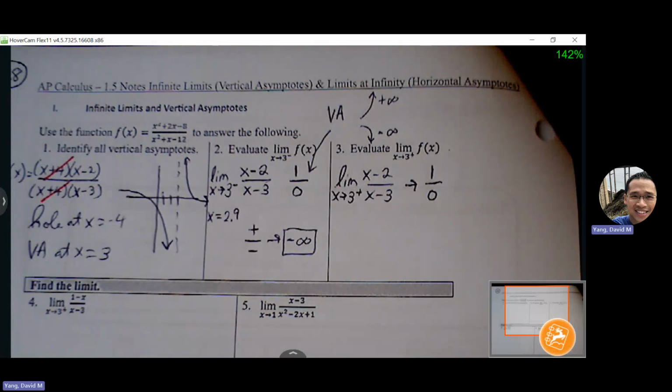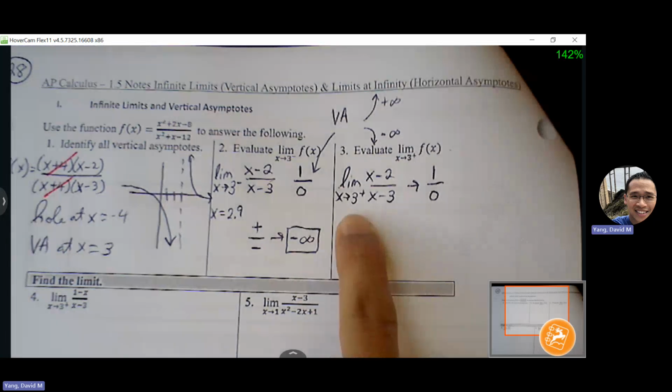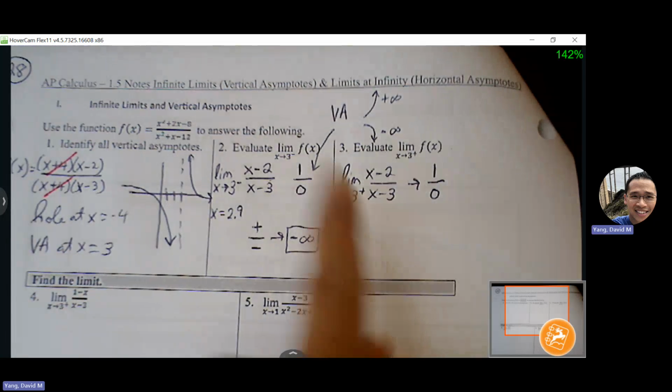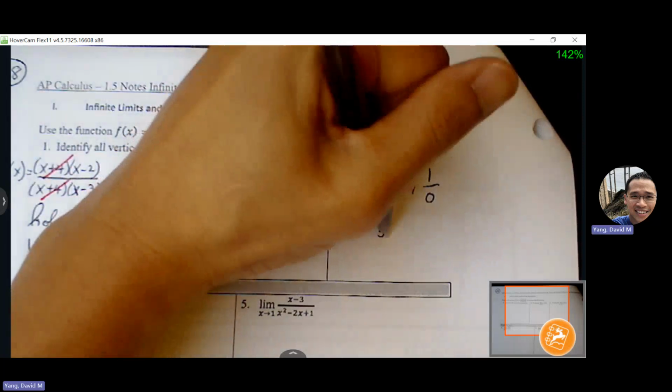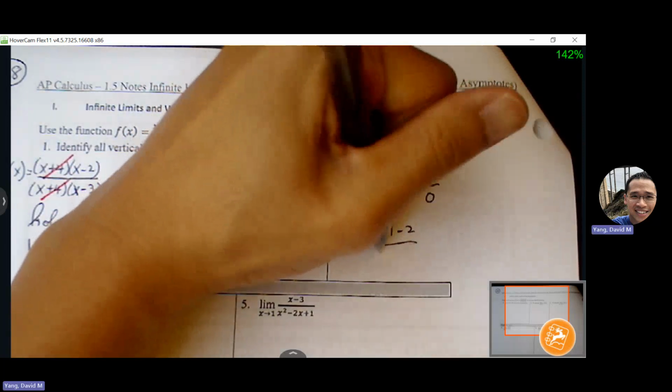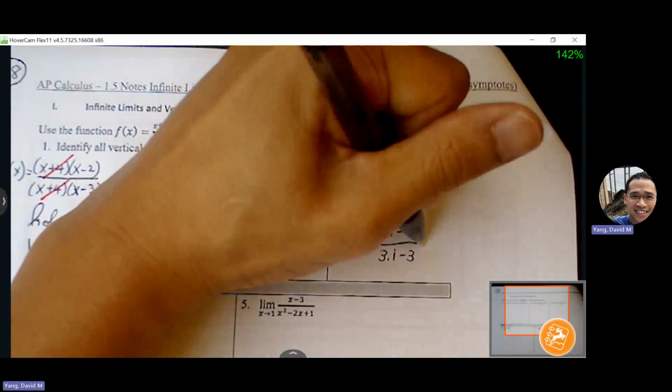We know that there's a vertical asymptote there. Now we look back and realize it's only asking for a one-sided limit. I can't say it does not exist. I've got to decide between either positive or negative infinity. So what's a decimal value that I can choose? 3.1. So 3.1 minus 2 divided by 3.1 minus 3.